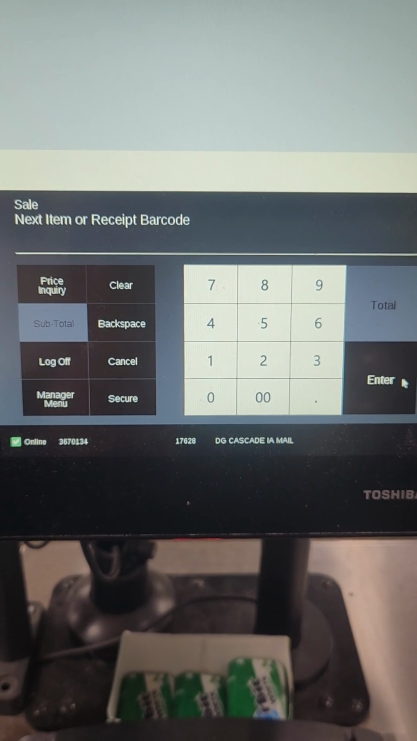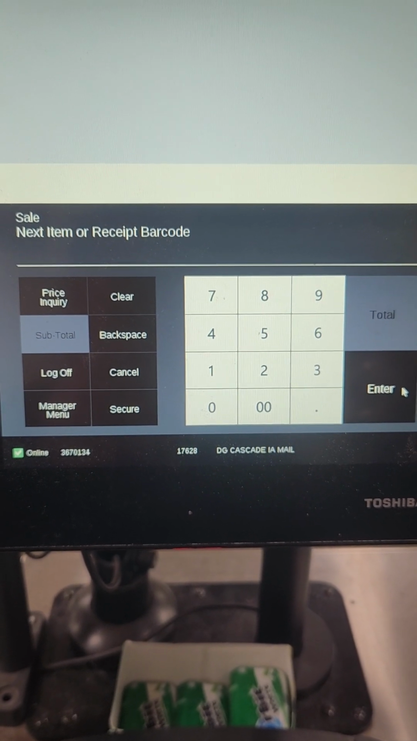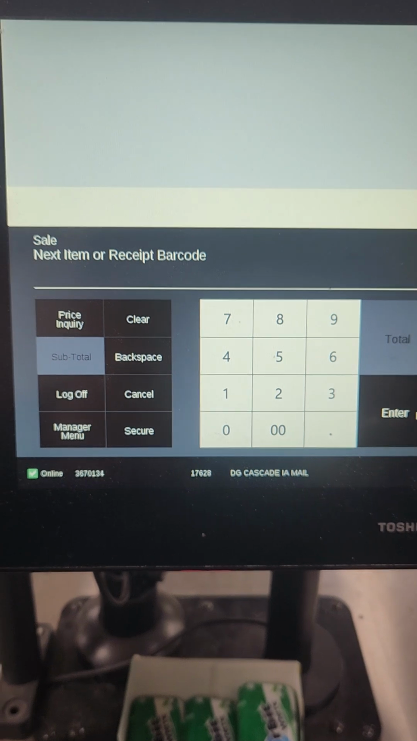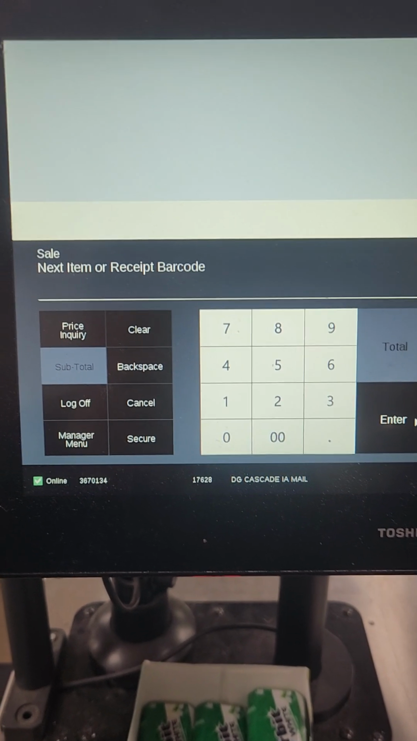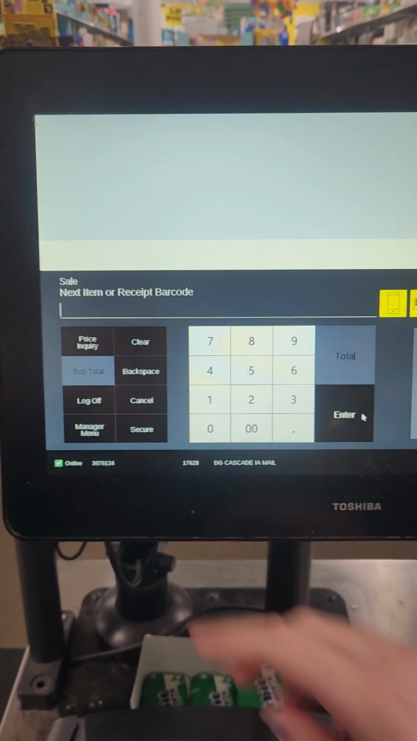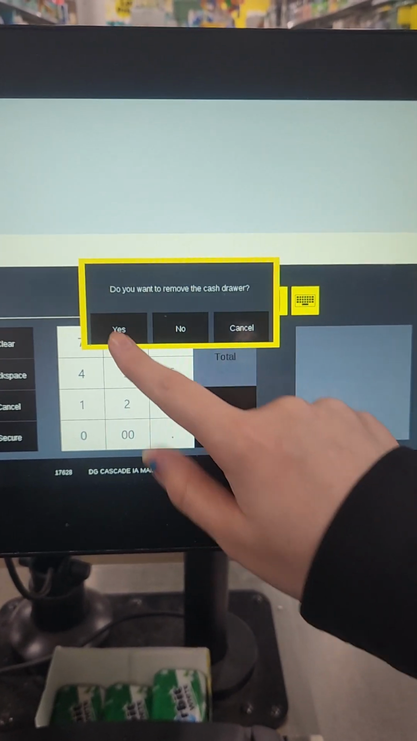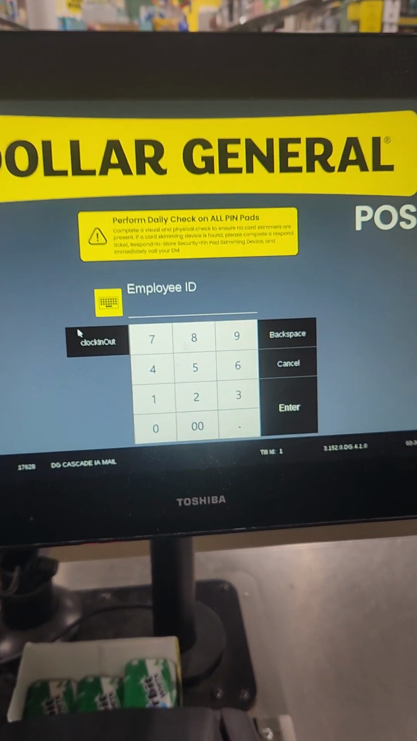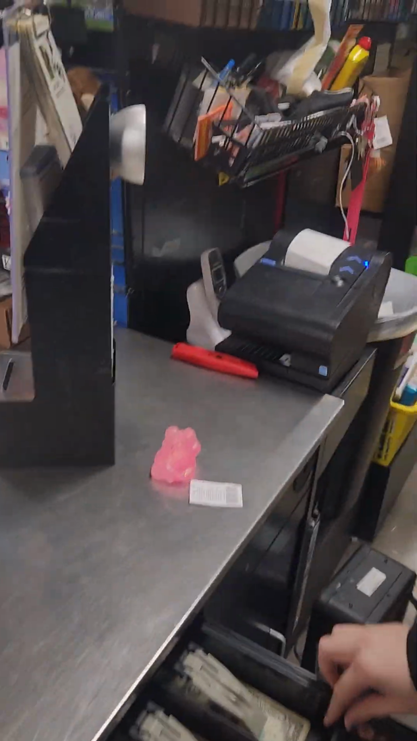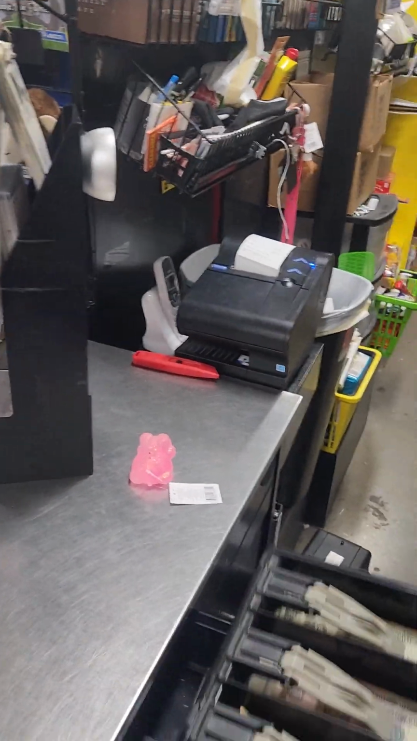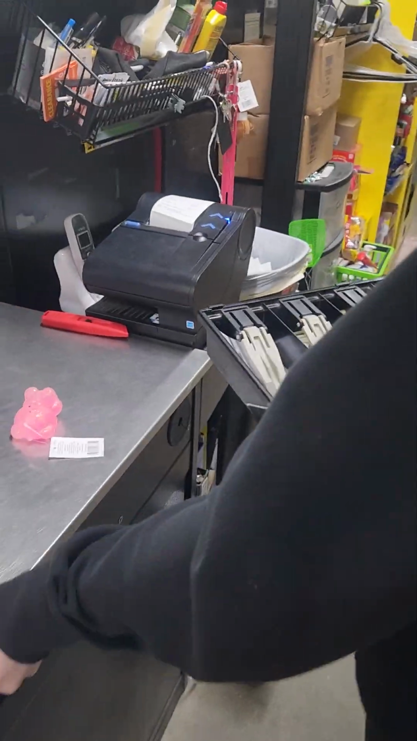This is going to be closing the cash office on the NextGen system. So first we're going to close the register down on NextGen. We're going to go to log off, and then we're going to say yes to removing the cash drawer. That prints a slip, and we pull the drawer just like you would from the old system.